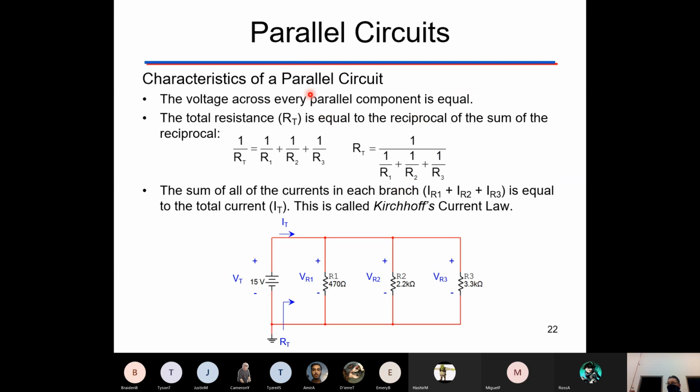All right, next one is parallel circuits. You're going to want to write these 3 things down. Like I said, this is the hard part. Like most people, this is where we struggle, especially with parallel circuits.